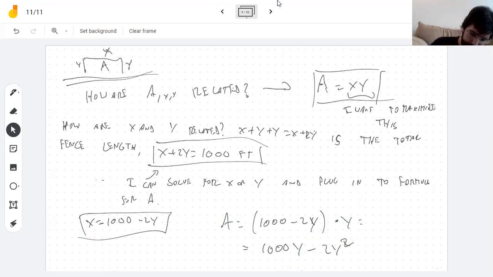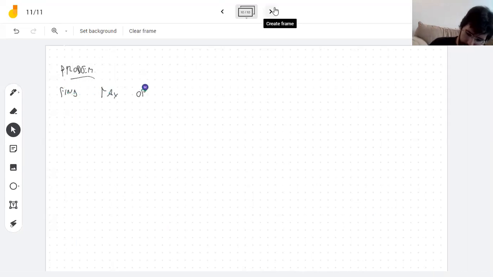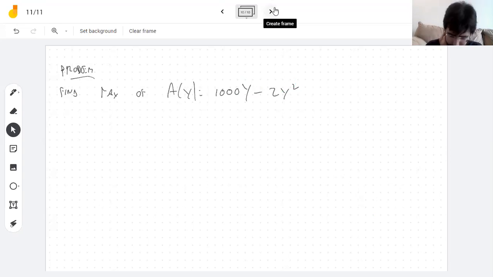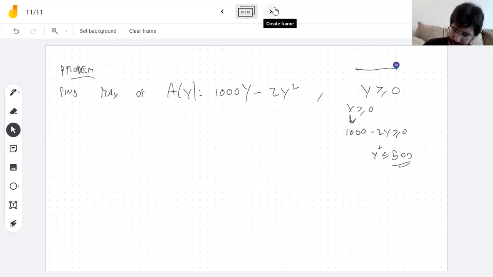So now the problem becomes, find the max of the function. The function is A and the variable is y. It's 1,000y minus 2y squared. There are some constraints. I can only use positive area, and also x is bigger than zero. So 1,000 minus 2y is going to be bigger than zero, so y can only go up to 500. The smallest I can make it is make the height zero. And the tallest I can make it is make the height 500 and make the width equal to zero.